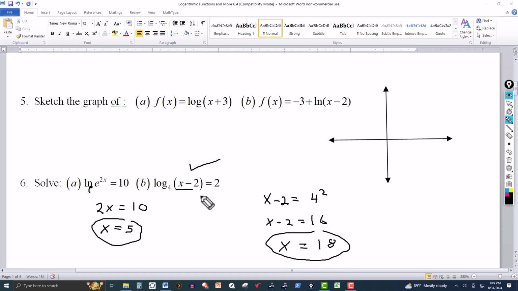Now you can check these. Let's check the b here. If I put an 18 right there where the x is, 18 minus 2 is 16. And let's see, does that check? That means that 16 would have to equal 4 squared. It does.